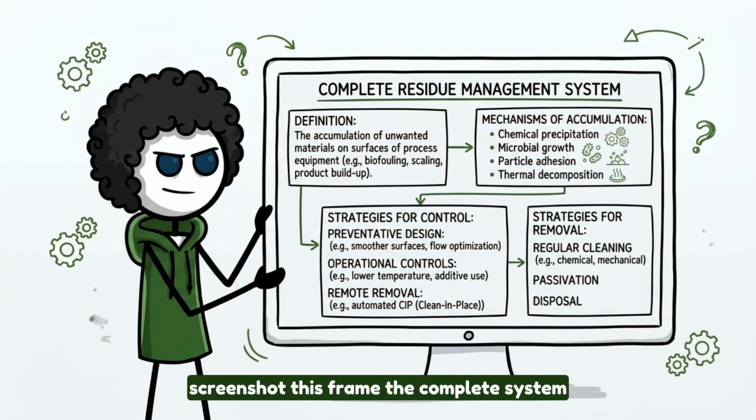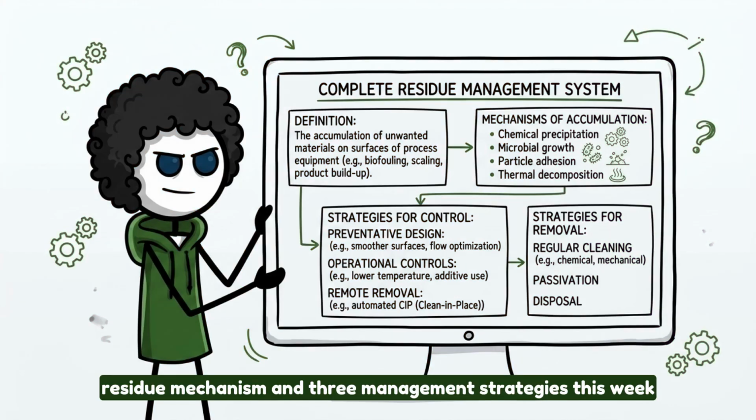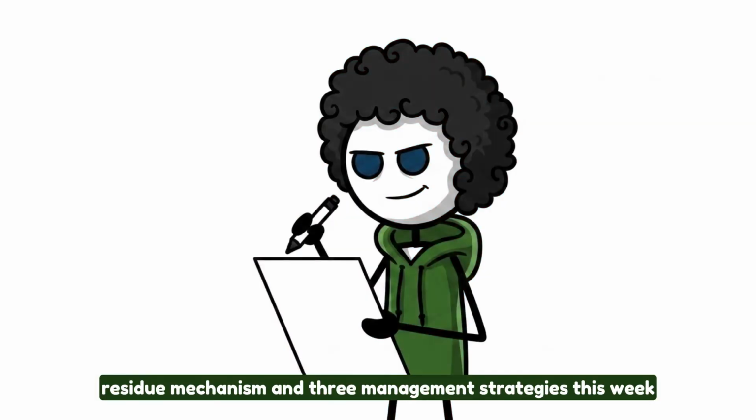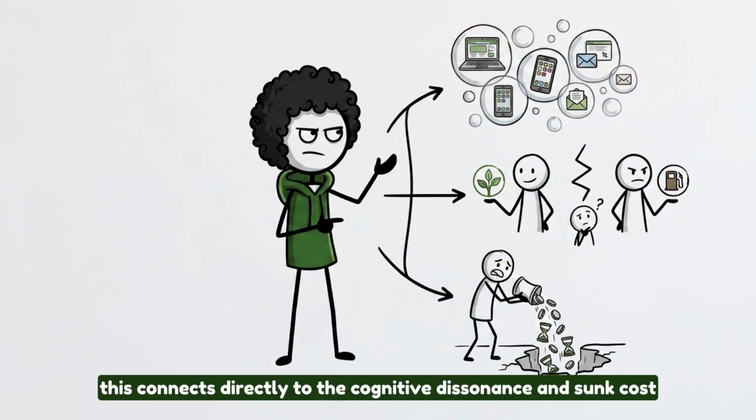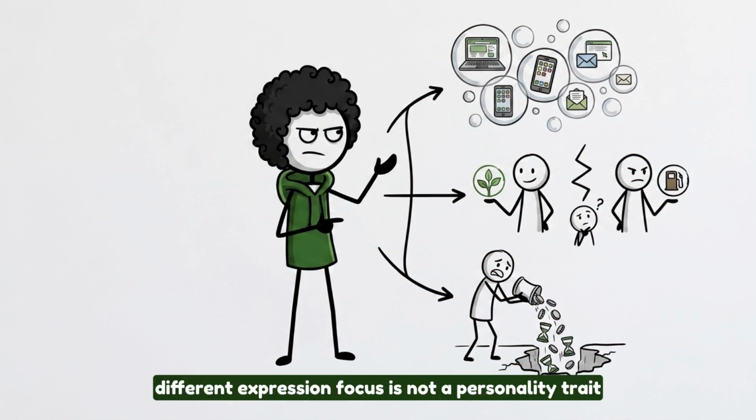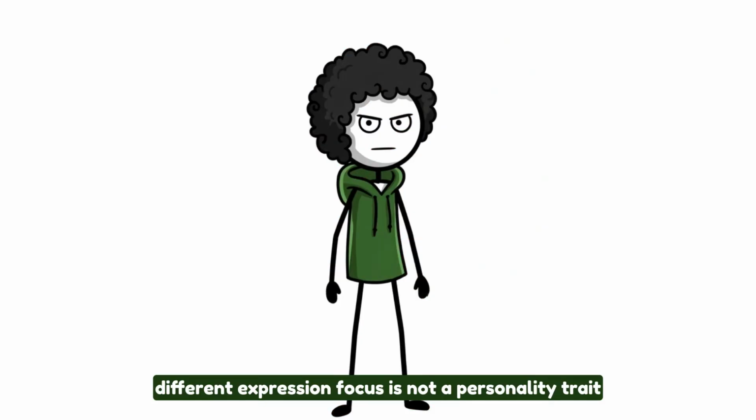Screenshot this frame. The complete system, residue mechanism and 3 management strategies. This week, 1 sentence before every switch. That's the entire starting point. Just that. This connects directly to the cognitive dissonance and sunk cost videos. Same system, different expression. Focus is not a personality trait. It is a resource, managed or wasted.